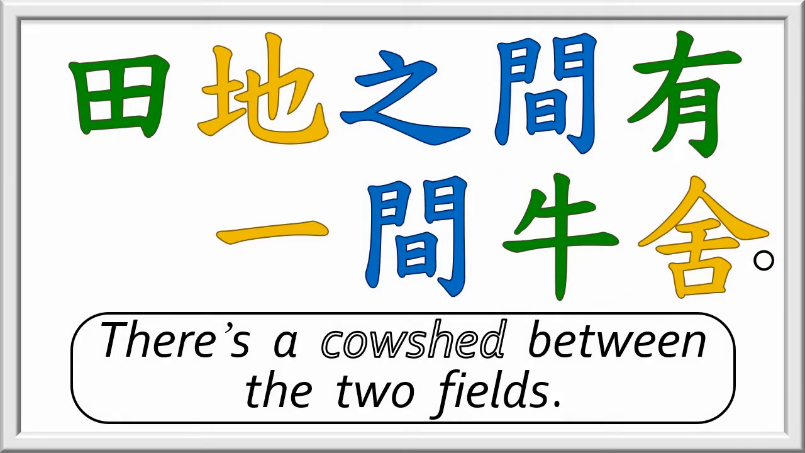Our first example is a cowshed. 田地之间有一间牛舍. There's a cowshed between the 2 fields. Notice that 间 is the measure word for buildings.